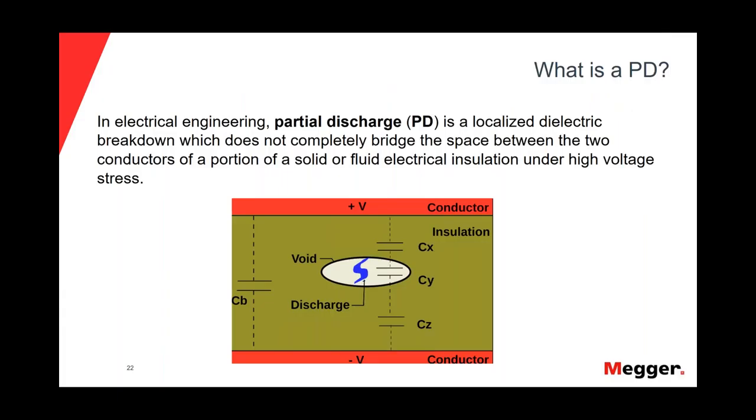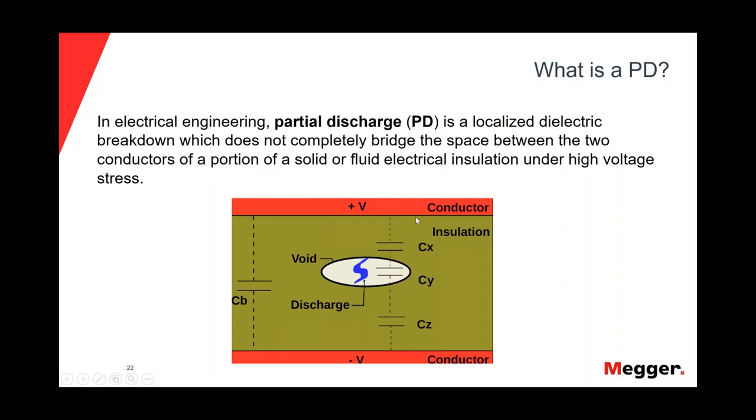So let's start talking about PD measurements. The first question we need to answer is, what is a partial discharge? If you go to Wikipedia, you will find this definition: a partial discharge is a localized dielectric breakdown which does not completely bridge the space between the two conductors of a portion of a solid or fluid electrical insulation under high voltage stress. If you see the drawing we have in the slide, we have two conductors in red, and in between we have the insulation. And inside of the insulation, we have an air bubble or a cavity filled with air.